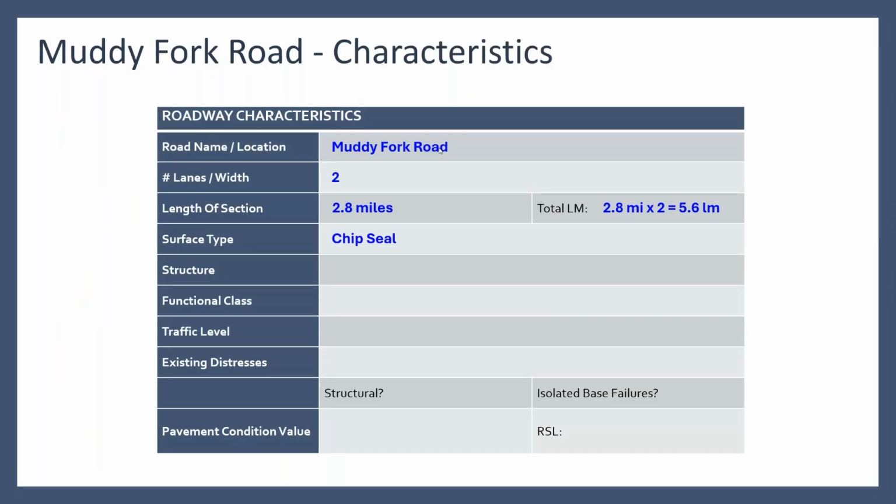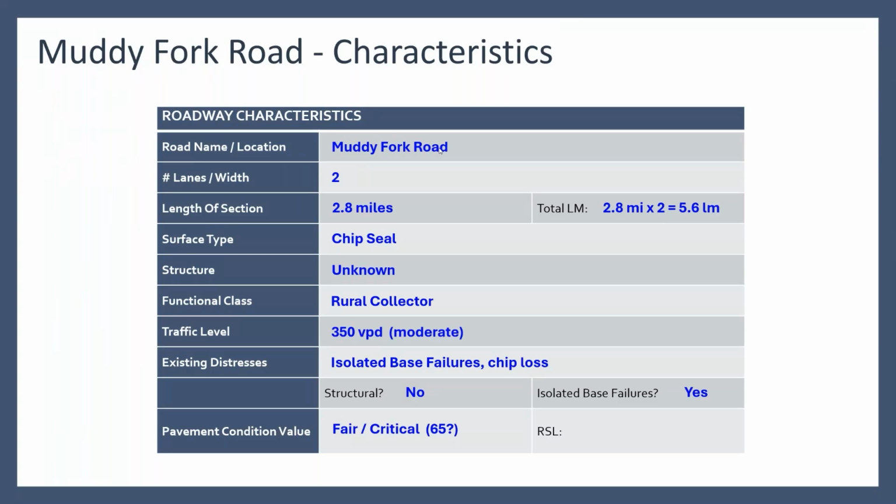So filling in information here, we've got 5.6 lane miles total. Currently, it's a chip seal, so that does tell us that a chip seal would probably be acceptable in that area moving forward. But isolated base failures could indicate some structural, but since they're isolated, I'm just going to put it over in that category, and everything else is basically non-structural. Fair to critical condition, gave it about a 65 PCI. With a couple of years of service life left before it was completely gone.